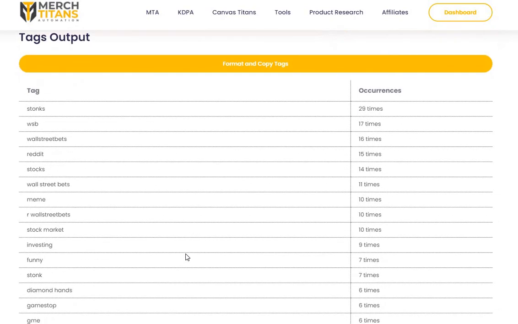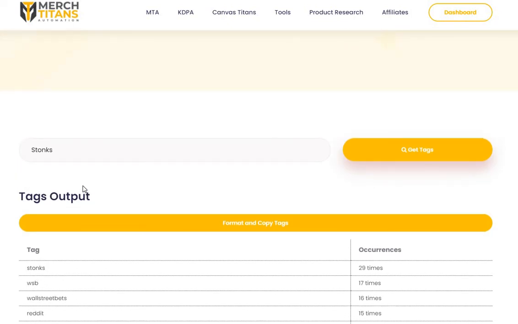So let's look at some of the top tags. For stonks, which again, is the first term, you have WSB, which is Wall Street Bets, and then Wall Street Bets actually written out, Reddit, stocks, Wall Street Bets with spaces, meme, and then stock market, investing, funny, stonk, diamond hands, GameStop, GME. So I think this is one of the trending niches right now, categories. I do believe that if you have time and you put up some designs that are related to, I don't want to just say specifically Wall Street Bets, but trading in general, which is the stock market, you'll probably get a bunch of sales.